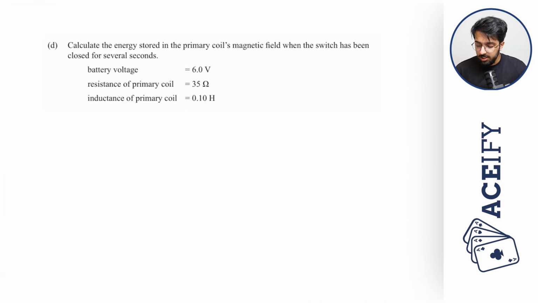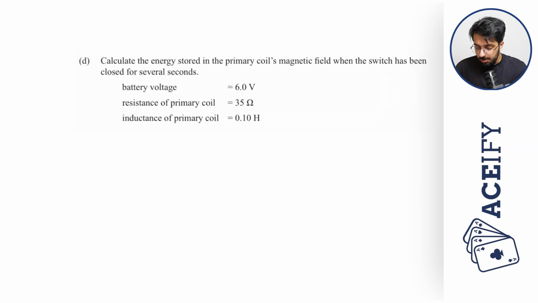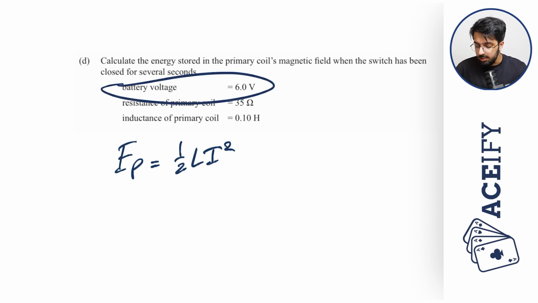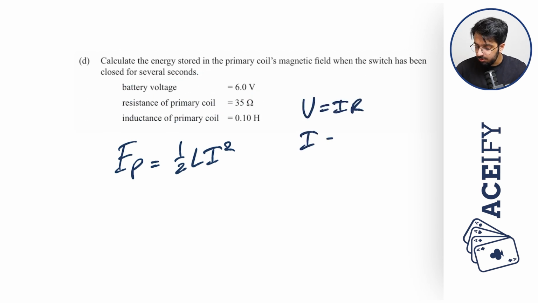Calculate the energy stored in the primary coil's magnetic field when the switch has been closed for several seconds. The battery's voltage is 6 volts, the resistance in the primary coil is 35 ohms, and the inductance of the primary coil is 0.1 henries. Alright, we know the energy stored in an inductor is equal to half L i squared. We are given our inductance, so that's our L value. However, we're not given our current value, but we are given the voltage and the resistance. And as we know, due to Ohm's law, that is all we need to find the current.